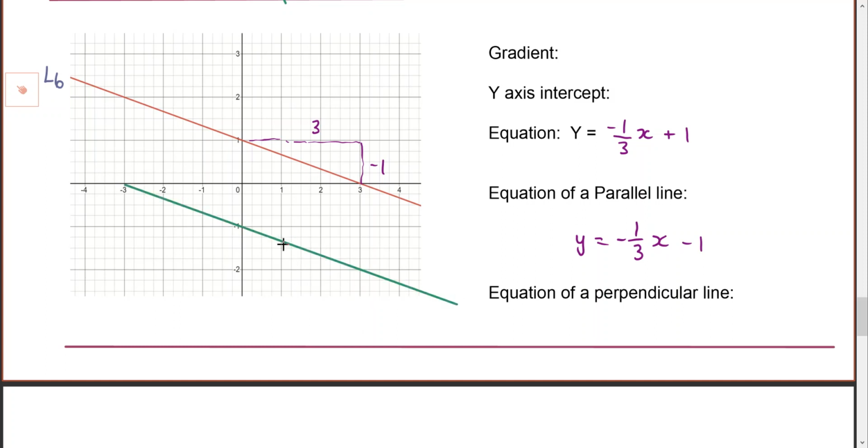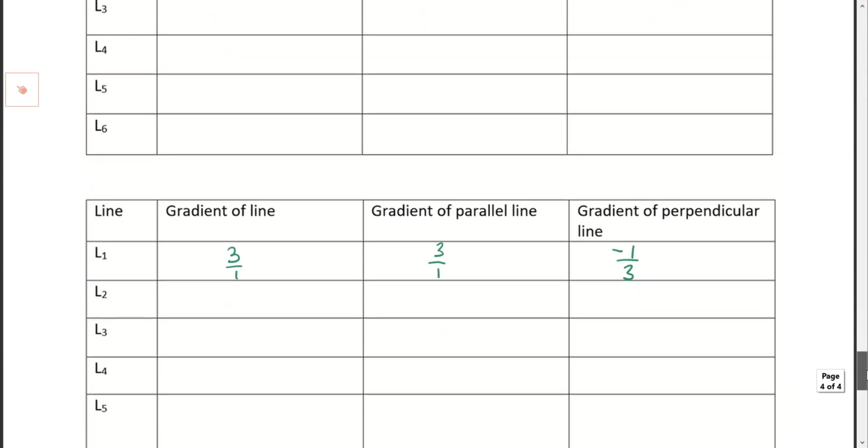Right. A perpendicular line, okay, would look something like this. Something like that. So the equation would be y equals 3 over 1 x, and I've drawn it at +2. Alright? No, you don't need that, do you? We can just have it as y equals 3x. Now, that leads us to what we were talking about.